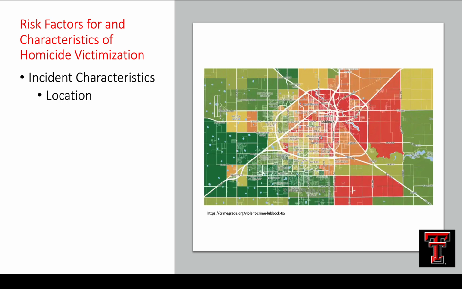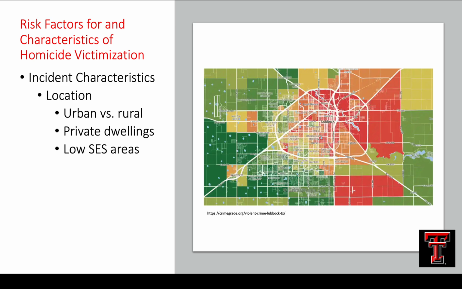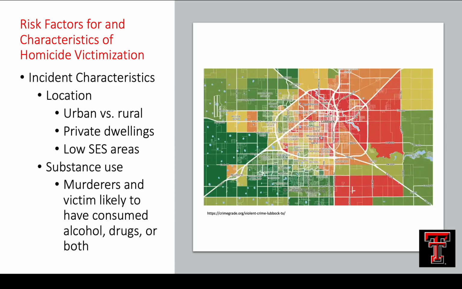Okay, so geographical area also matters for homicide victimization, and we see a little map of Lubbock here. Red means more crime, green means less crime. So urban areas are more likely to have homicide, private dwellings rather than public places, and in low socioeconomic status areas. With substance use, murderers and the victim are likely to have consumed alcohol, drugs, or both.